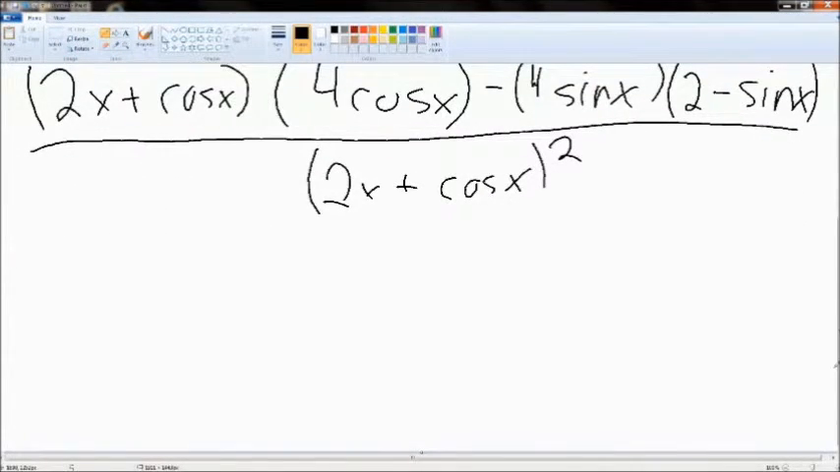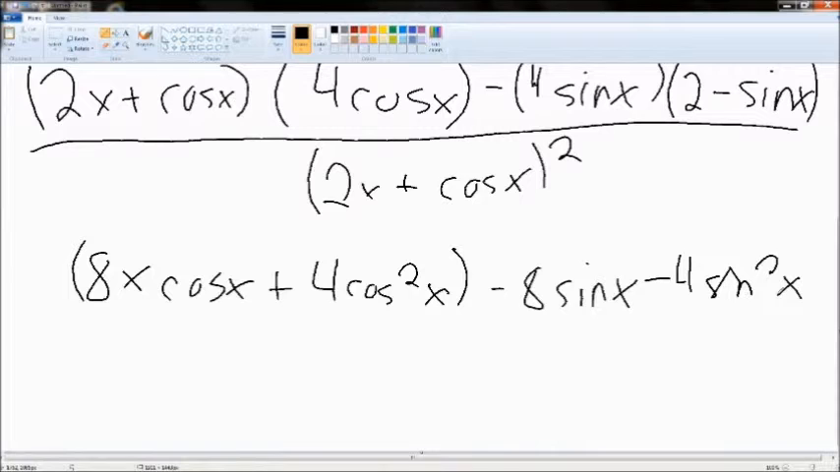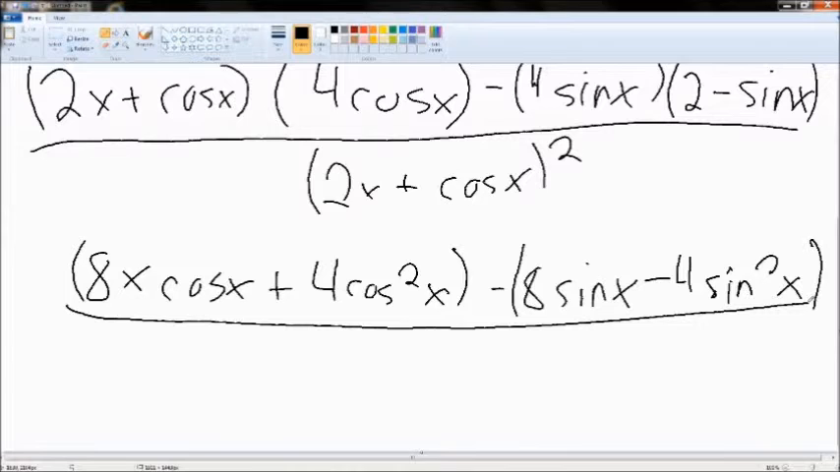Distribute that. You got 8x cosine x plus 4 cosine squared x, all that minus 8 sine x minus 4 sine squared x, all that over 2x plus cosine x squared.